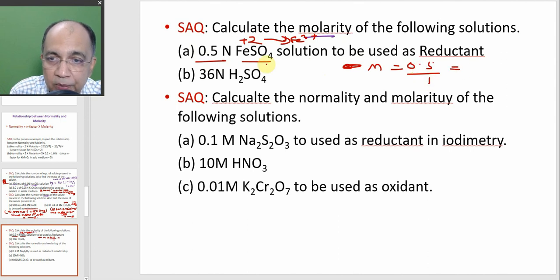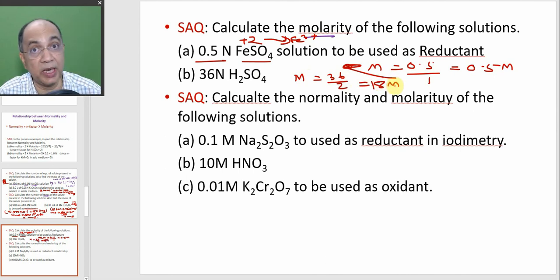So 0.5 normal is same as 0.5 molar. But sulfuric acid, the n factor is 2 as an acid. So the molarity is 36 by 2 is 18 M. I remind you that molarity is normality divided by n factor, or normality is equal to molarity into n factor. So normality divided by the n factor will give you the molarity. Numerically molarity is less, if at all they are different.